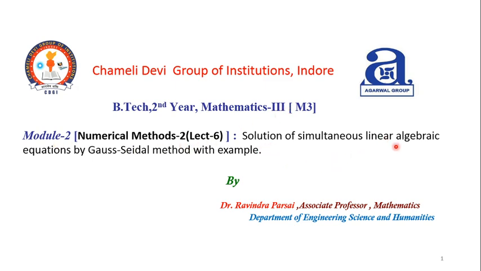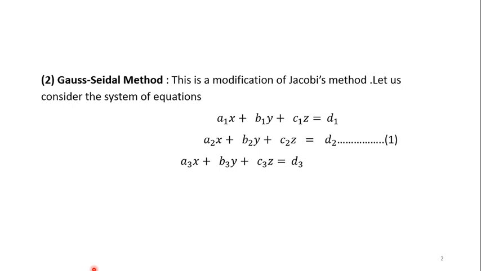The solution of simultaneous linear algebraic equations by the Gauss-Seidel method is another most useful iterative technique, with examples. First of all, we understand the method. This is a modification of the Jacobi method.